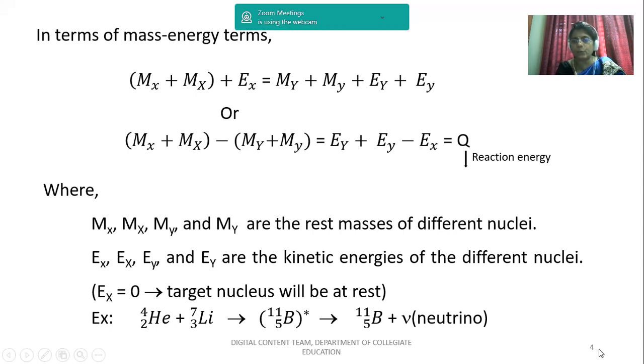boron as neutrino. So here the excited nucleus, whose lifetime is very, very small, gives rise to the ejection of particles or radiation, the energy associated with them, and comes back to its normal or ground state. So that's what you are observing here. Excited boron gets de-excited to its ground state and becomes boron 11 with atomic number 5 in its ground state, along with the release of neutrino.